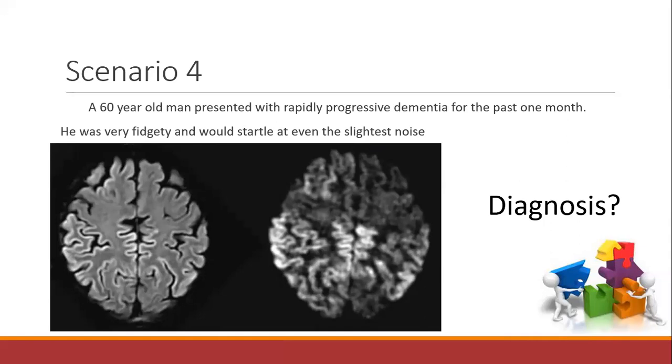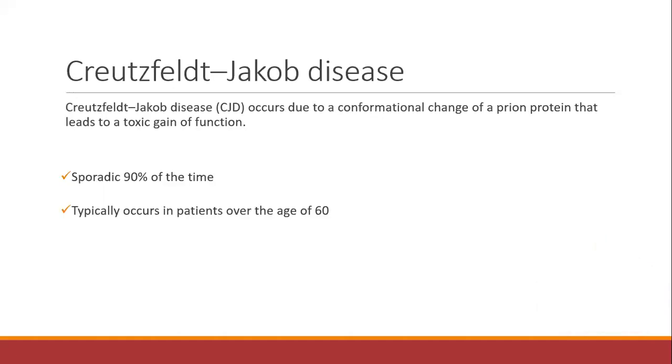Cortical ribbon. So you have the cortical ribboning, those hyperintensities which are seen in the diffusion image involving the cortex, the gray matter, and also in the FLAIR sequence. So CJD occurs due to conformational change of a prion protein that leads to a toxic gain of function. 90% of the time, CJD is sporadic and typically occurs in patients over the age of 60.